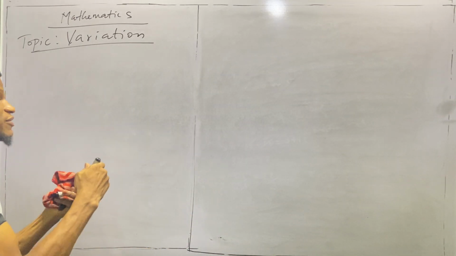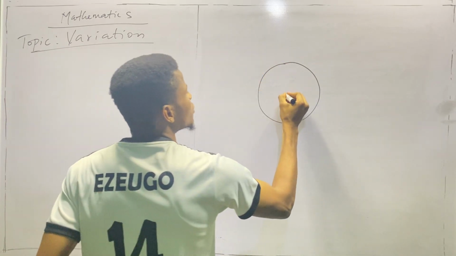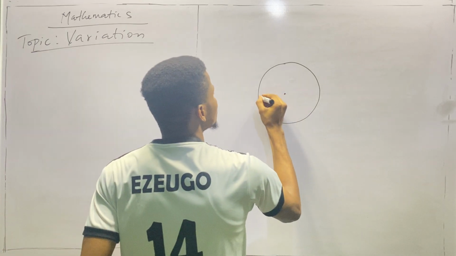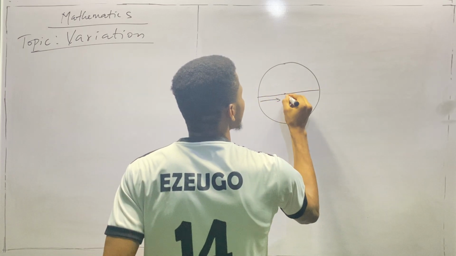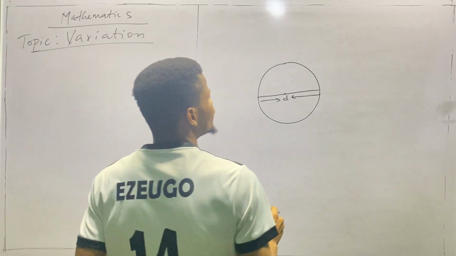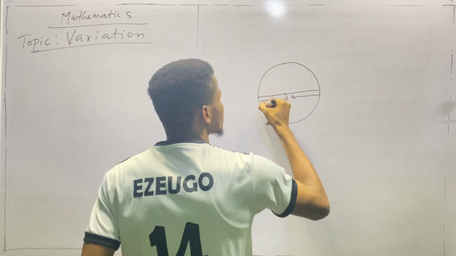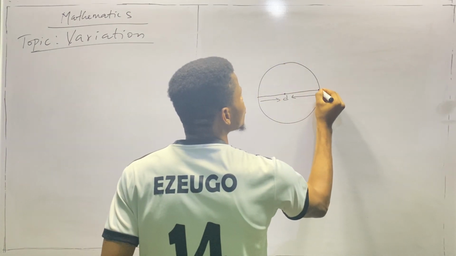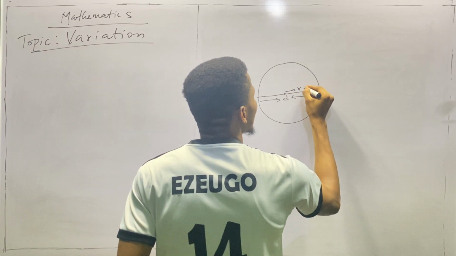So supposing we have a circle here. So this is a circle, and this is the center of the circle, right? Of course, any straight line that passes through the center of the circle is the diameter of the circle. So this is the diameter of the circle. And also any straight line from the center of the circle to any point of the circumference is the radius. So from here to here is the radius of the circle. So here, I will call here radius of the circle.